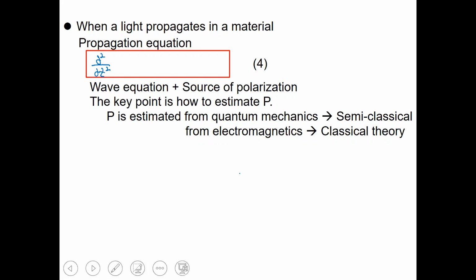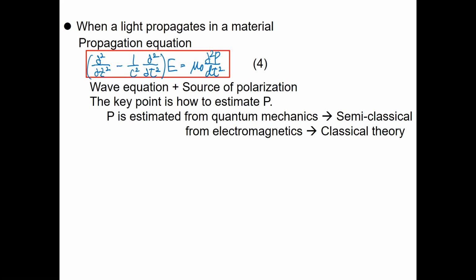d2E/dz2 minus (1/c^2) d2E/dt2 equals mu 0 d2P/dt2.